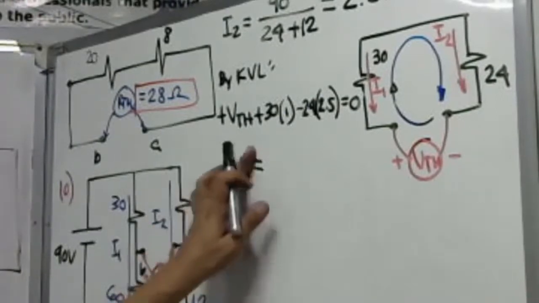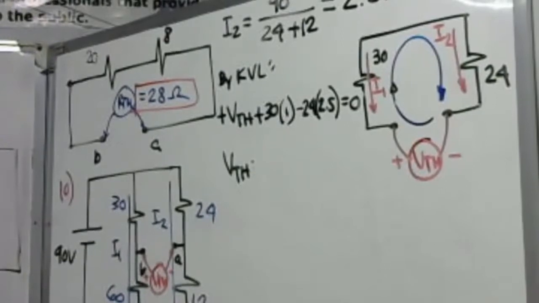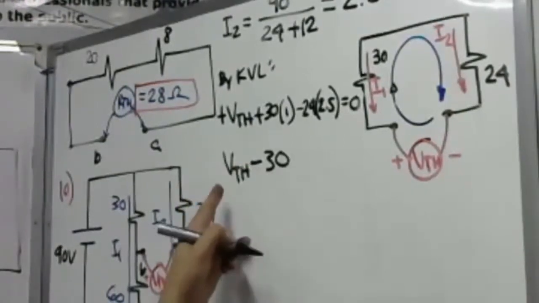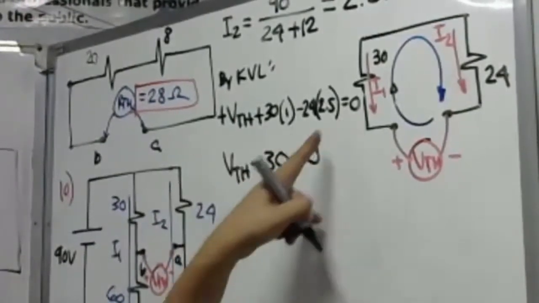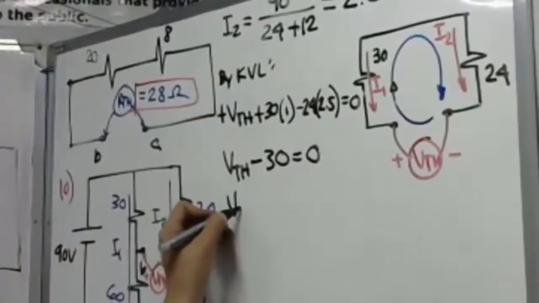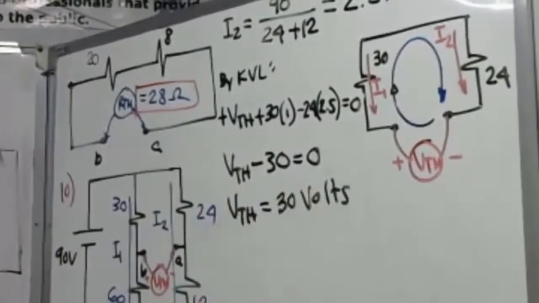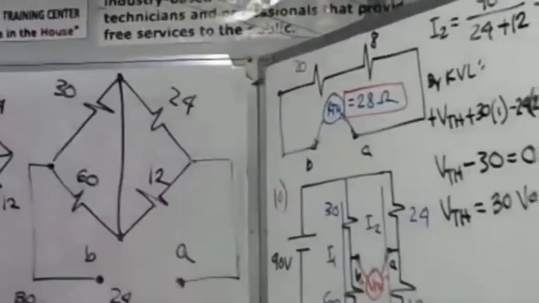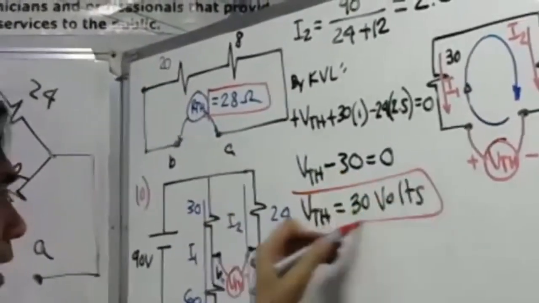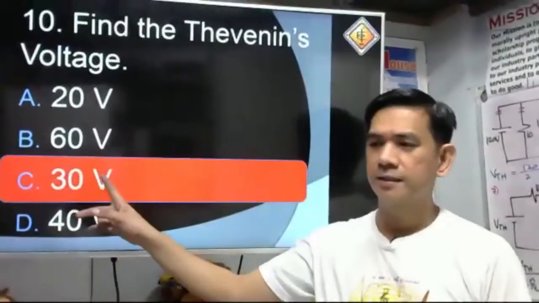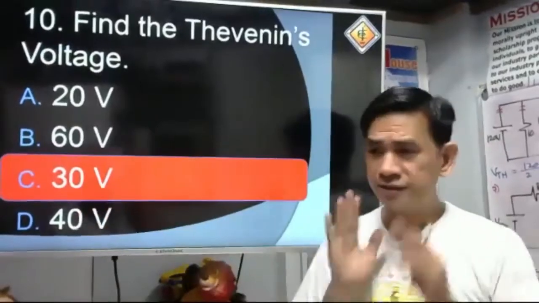Okay, so by the way, if we are to solve this, that is 30, then minus 24 times 2.5. So dire-diretso lang sa calcu, you will see here that this is negative 30. VTH minus 30, I mean. That is still equal to 0. Let us transpose 30, so therefore our VTH will be equal to 30 volts. So ito po sagot natin mga kawerka. 30 volts, no? Okay, so ito po ang ating sagot. And that will be letter, take a look, there you are. Okay, letter C.